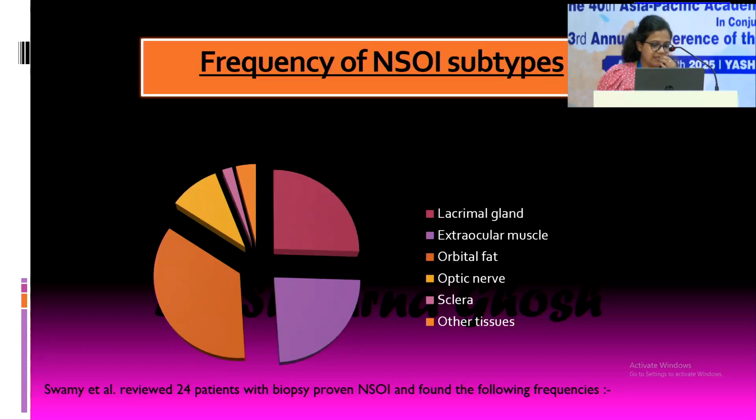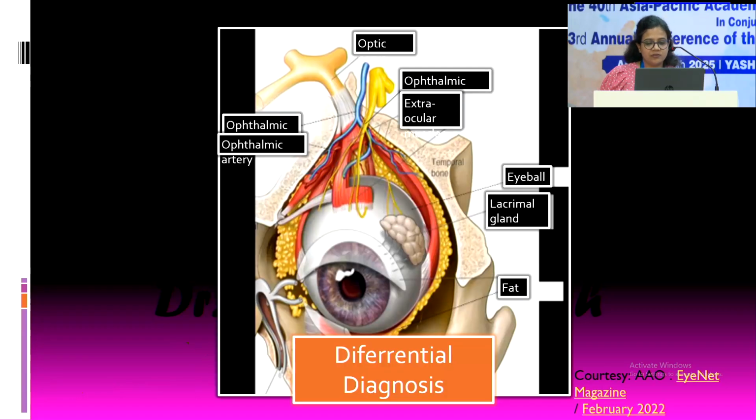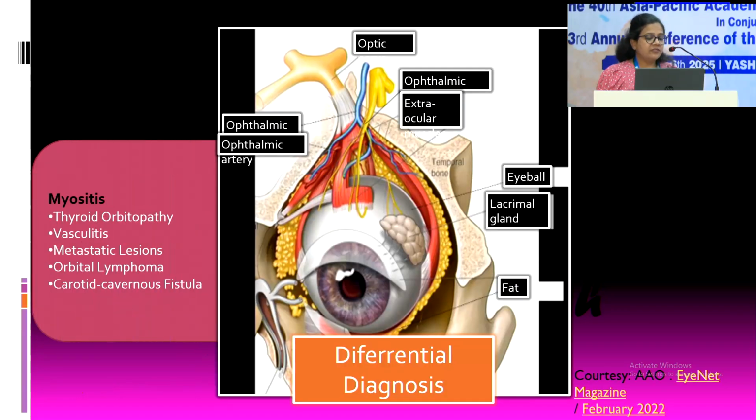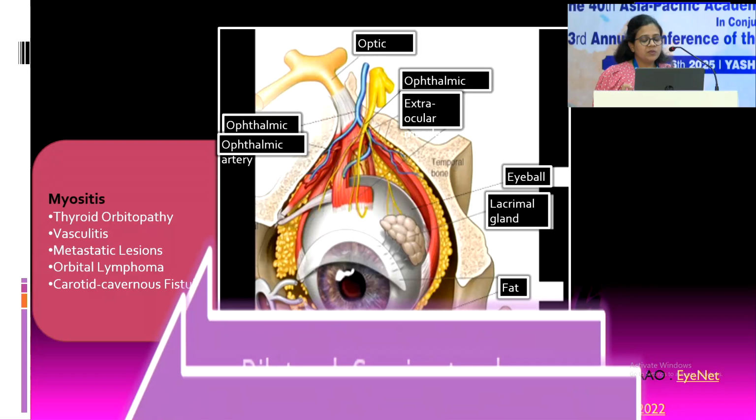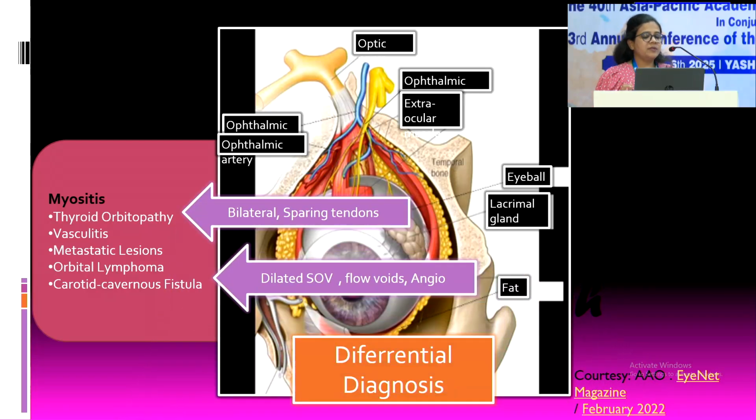A study was conducted by Swami et al., which showed that the lacrimal gland and the orbital fat are the most common parts to be involved. Coming to the differentials, it may be NSOID, myositis due to thyroid ophthalmopathy, orbital lymphoma or CCF. It must be borne in mind that thyroid ophthalmopathy is mostly bilateral. It spares the tendon. While in CCF, we can see the SOV and the flow voids, we can go for an angio, and we can see the retrograde flow of the blood.